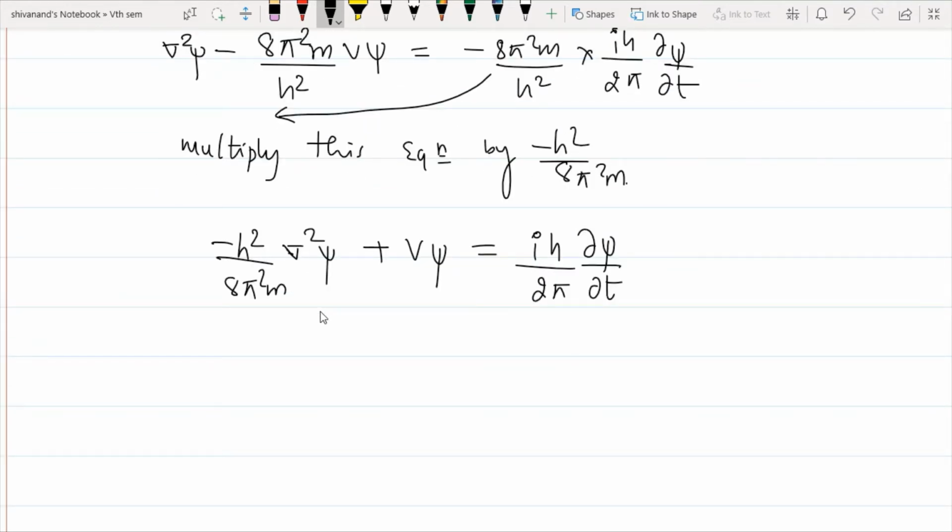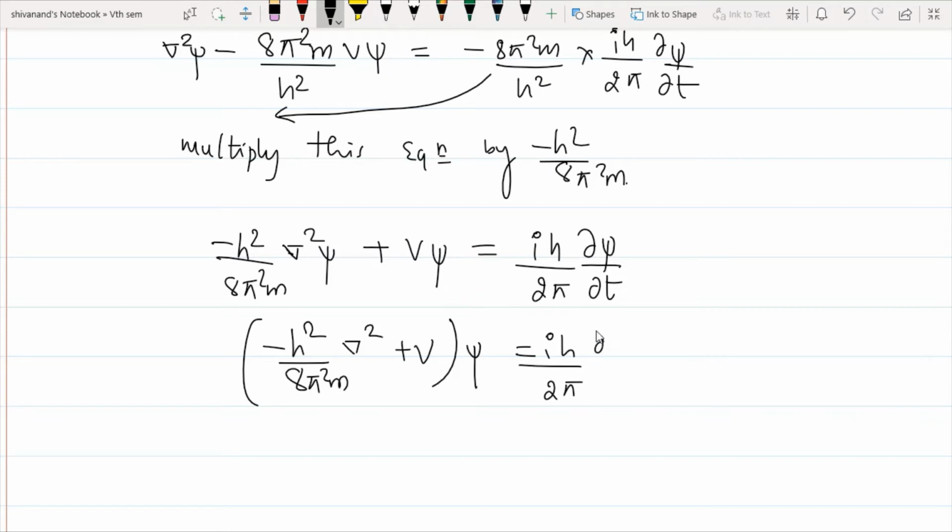Once again, this equation can be written as minus h square divided by 8 pi square m into del square plus V into psi, that is equal to i h divided by 2 pi into dou psi by dou t. So this is what we call the time dependent Schrodinger wave equation.